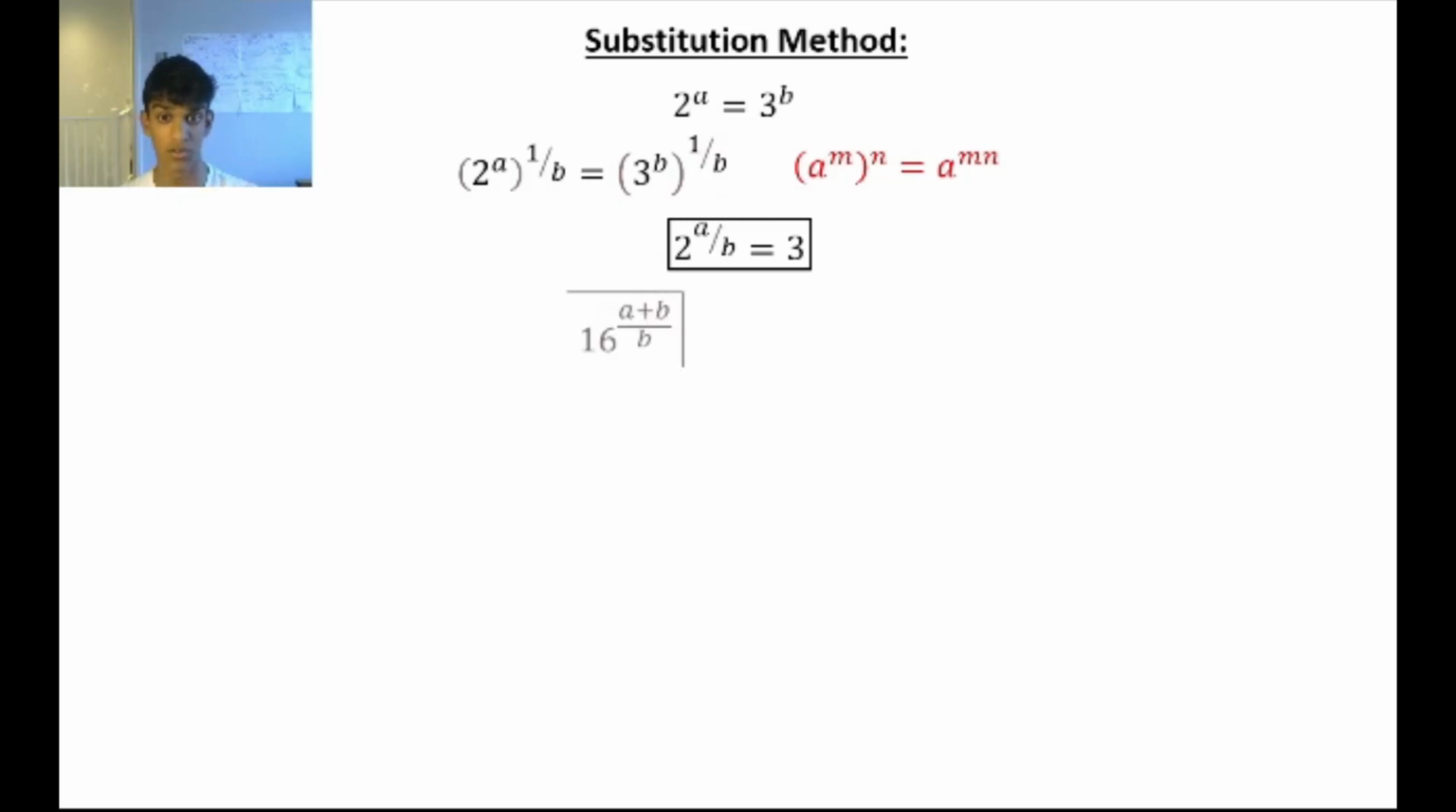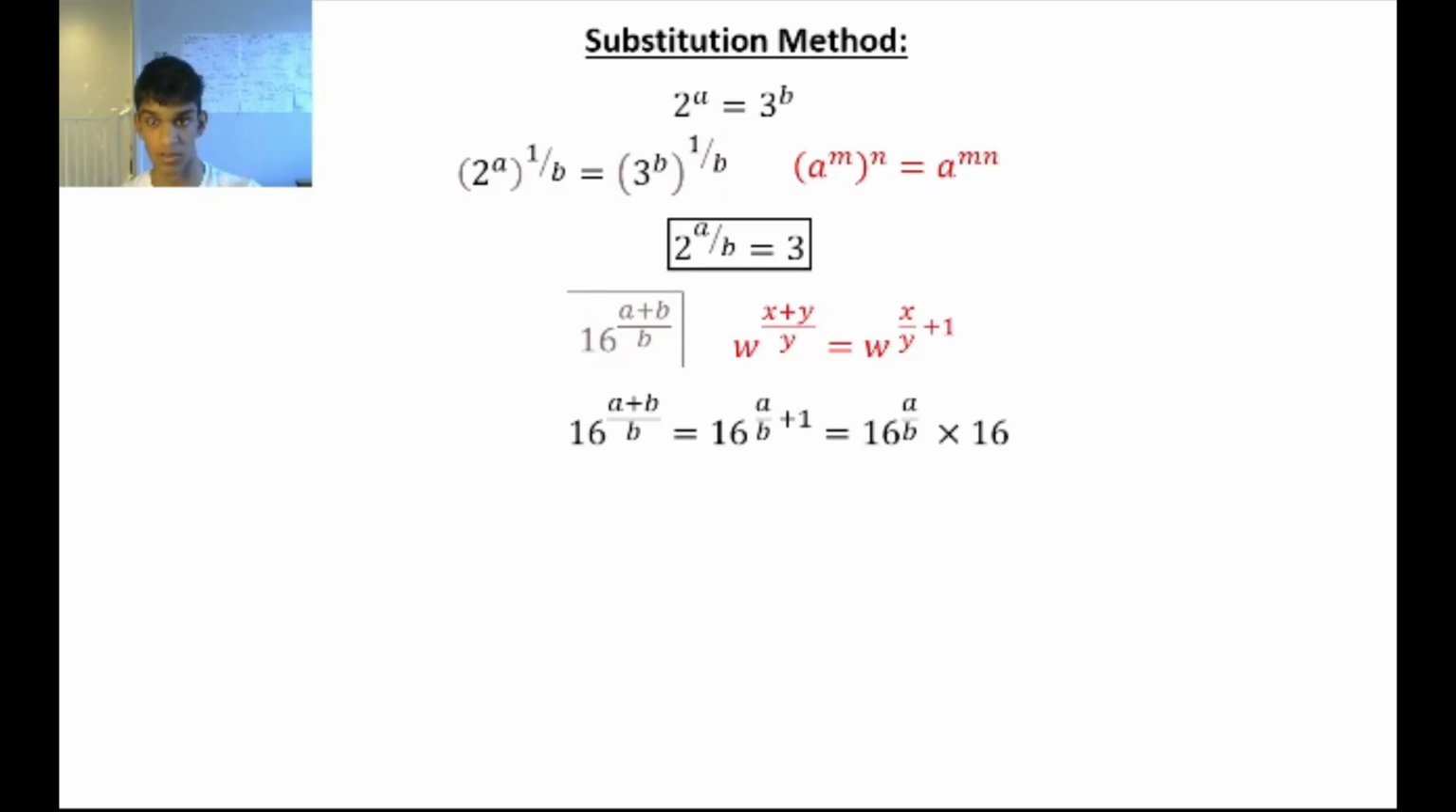Now we'll move on to 16 to the power of (a plus b) over b, and we can rearrange and simplify it. Using this rule, we know that the b's can cancel out whilst keeping the fraction the same with a over b. So we get this: 16 to the power of a over b plus 1, but 16 to the power of 1 is simply 16, so we can separate the 16 to the power of a over b and the 16.